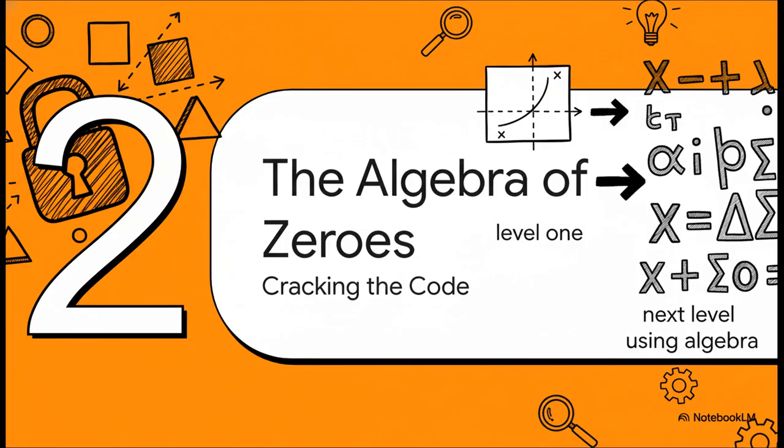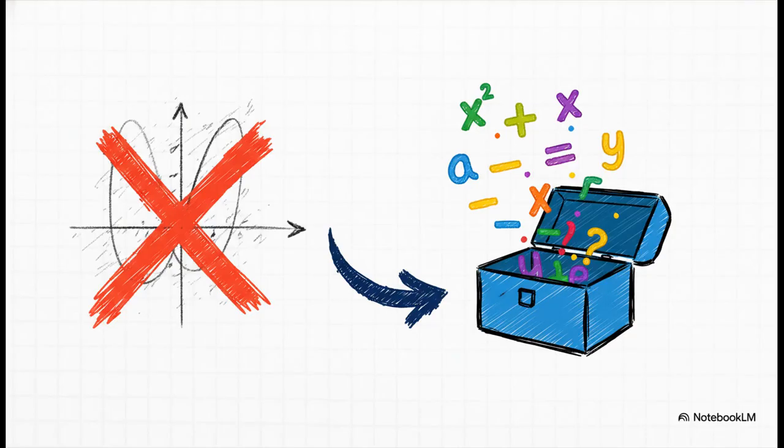But spotting zeros on a graph, that's kind of like level 1. So let's level up. It's time to crack this code using the real power tool, algebra. I mean, having a graph is great, it's super helpful. But what happens when you don't have one? Well, that's where algebra steps in. It becomes our go-to tool for hunting down those exact x values that make the polynomial hit 0.